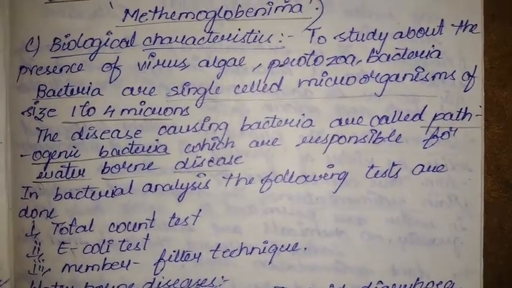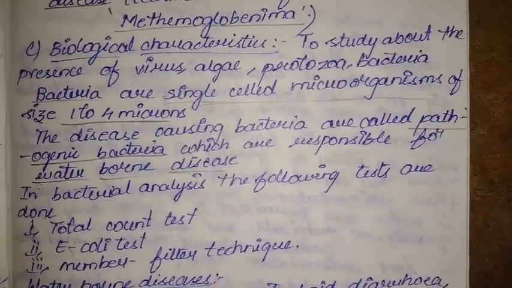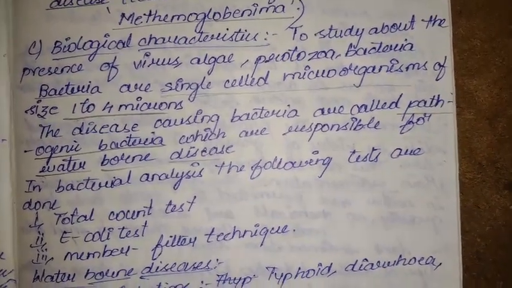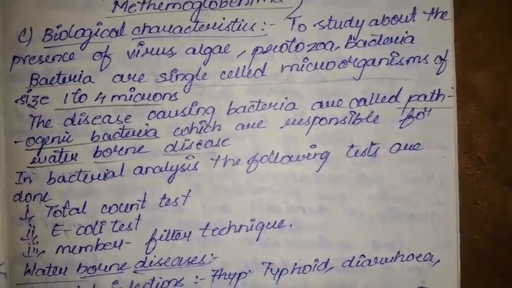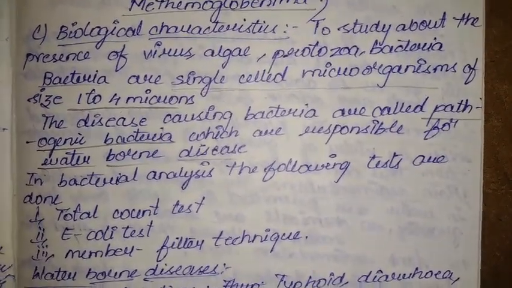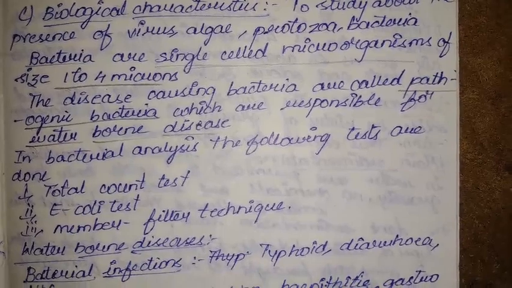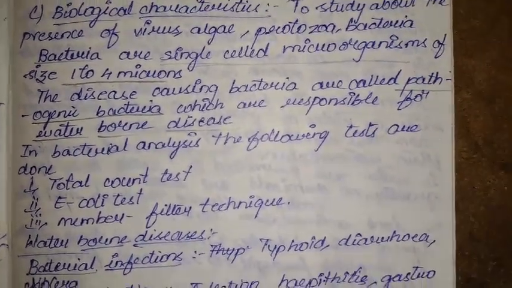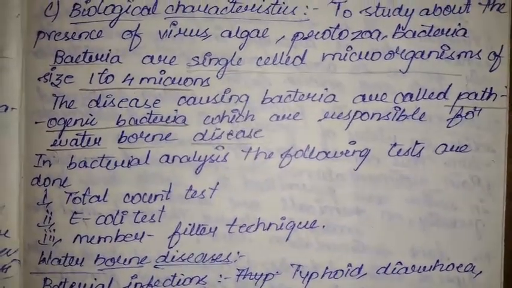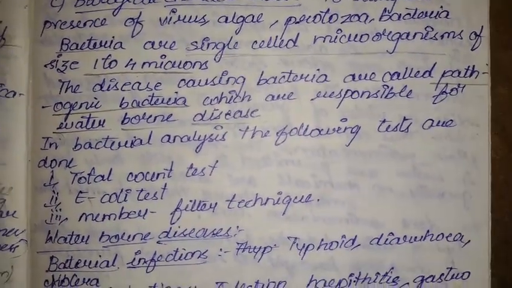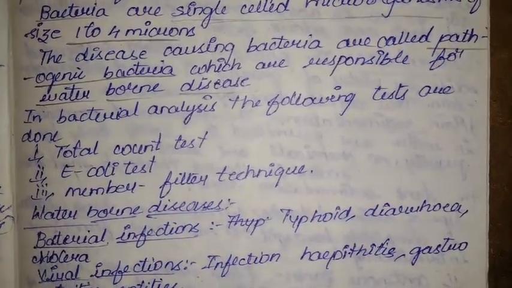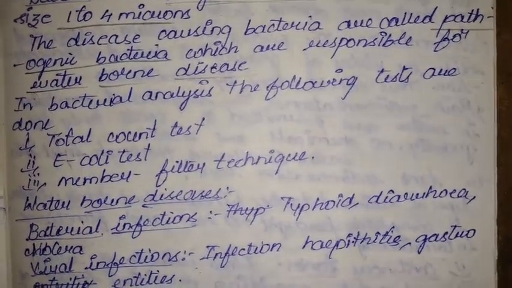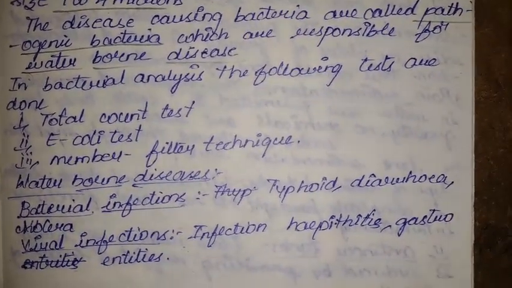To study the presence of virus, algae, protozoa, bacteria, we call this biological characteristics. We are just studying the presence of these elements: virus, algae, protozoa and bacteria. Bacteria are single-celled microorganisms of size 1 to 4 microns. The disease-causing bacteria are called pathogenic bacteria, which are responsible for waterborne diseases, that is, diseases caused by infectious matter in water, like typhoid.